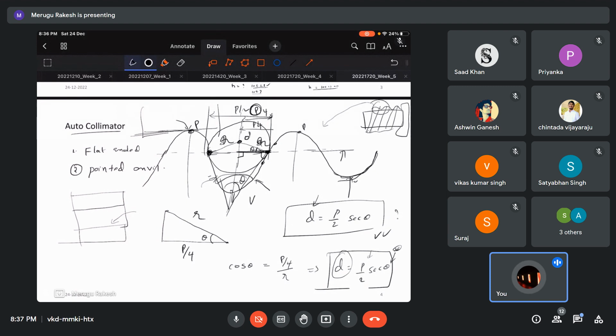Okay, I will discuss that also in the next class. And this surface measurements is a little important topic, so I will spend a good amount of time on that rather than spending more on this thread measurements, screw thread measurements. Any doubts?